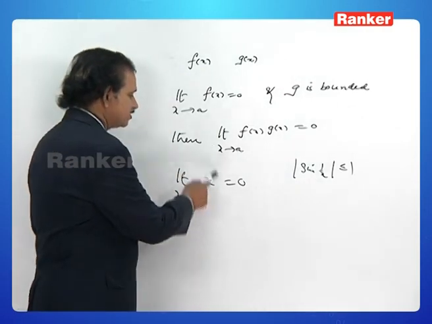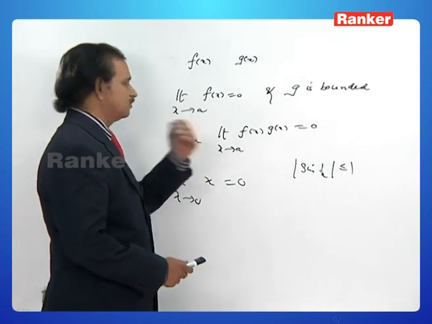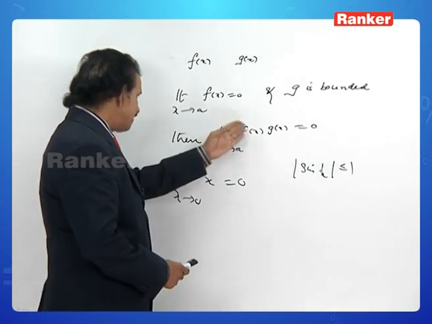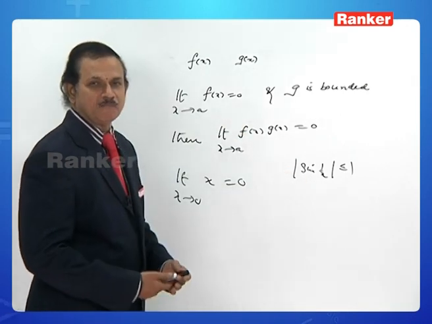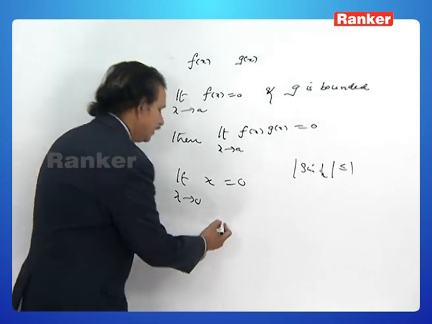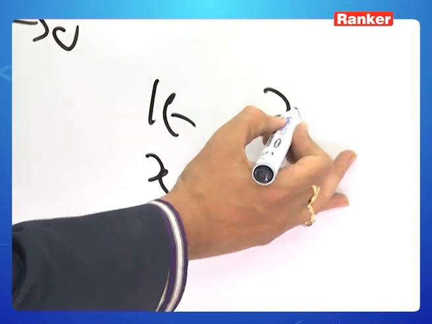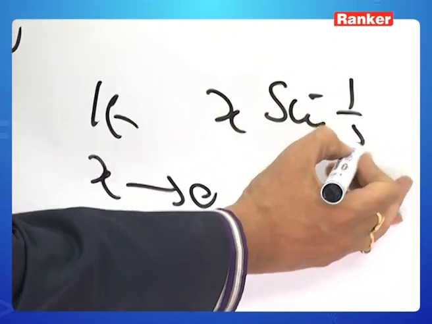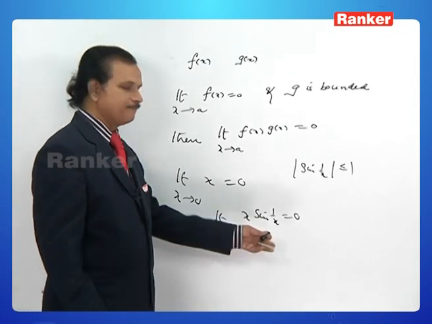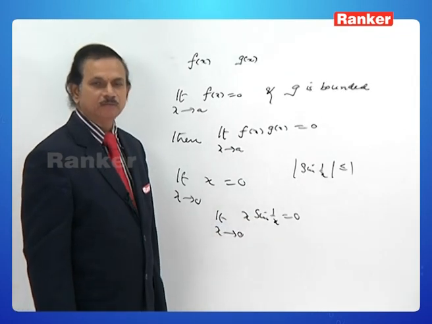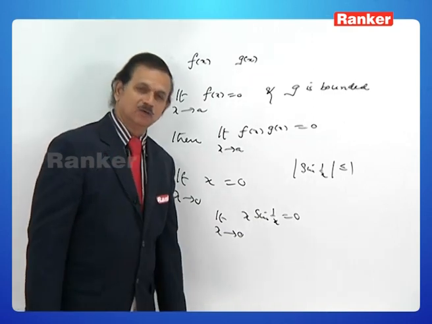This function tends to 0. This is a bounded function. Let us now make use of this concept. In the place of f of x, we have x here. In the place of g of x, we have sine 1 by x here. Therefore, limit as x tends to 0 of x sine 1 by x is 0. First part is 0, second part is bounded. Therefore, x sine 1 by x is 0.